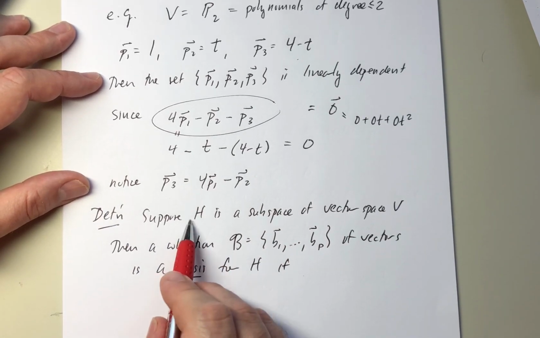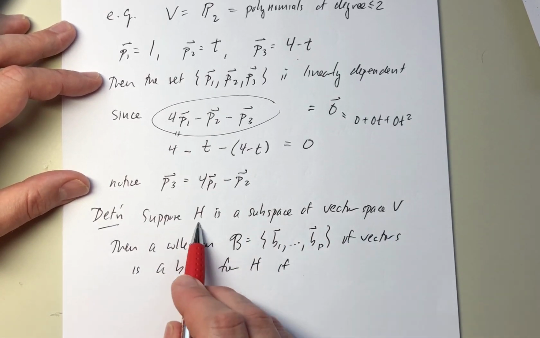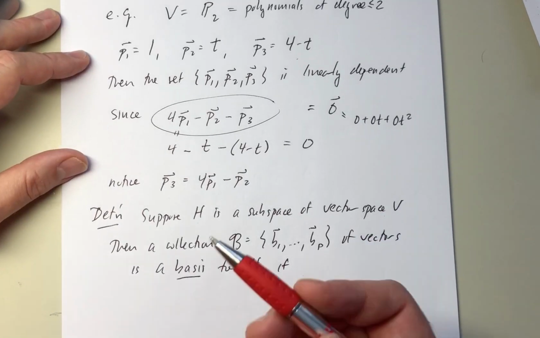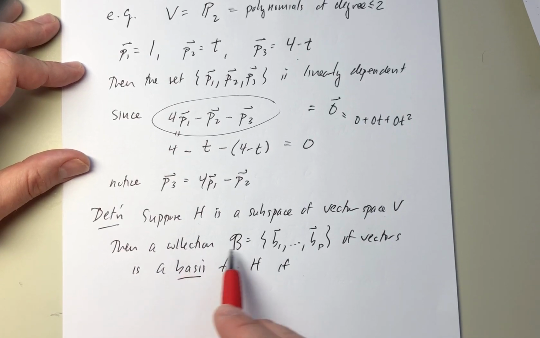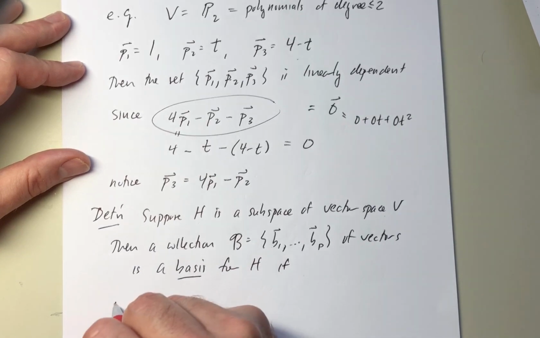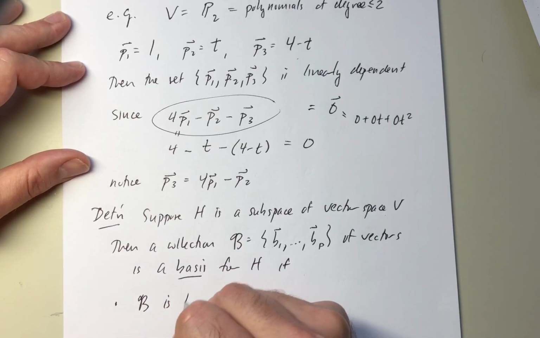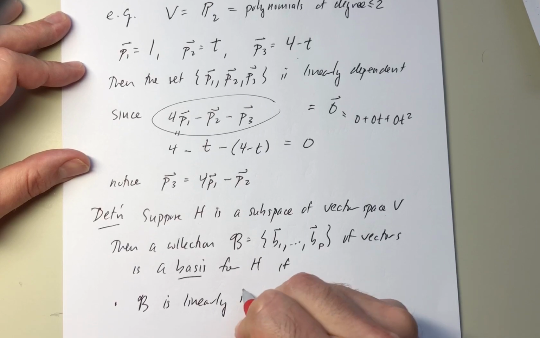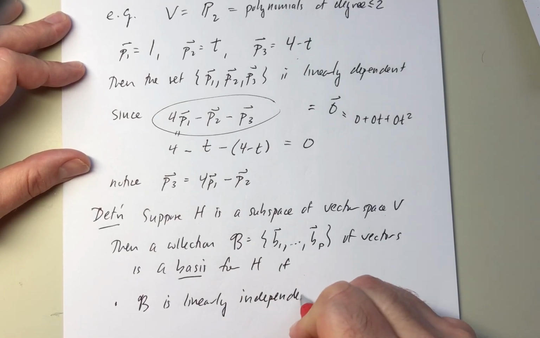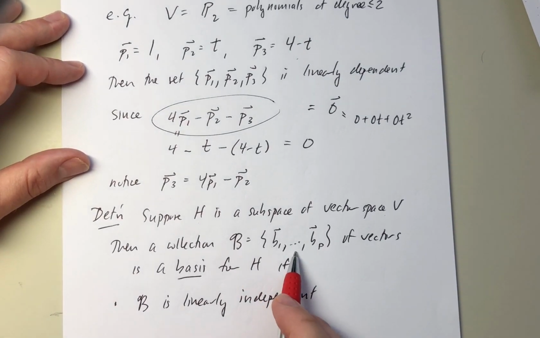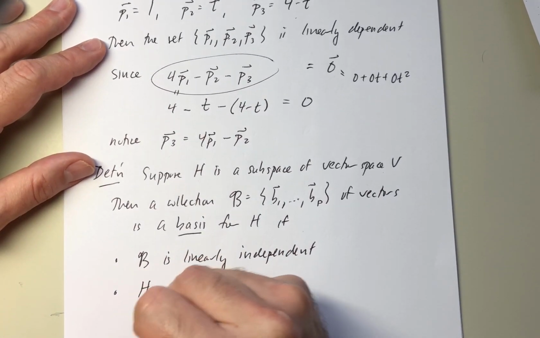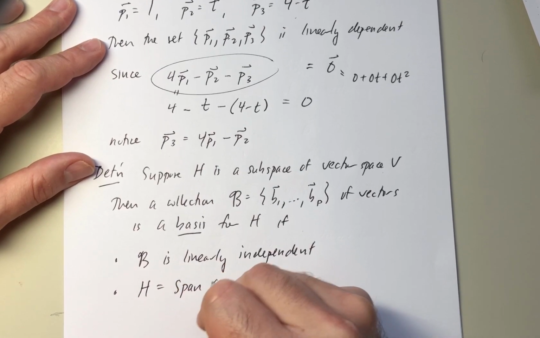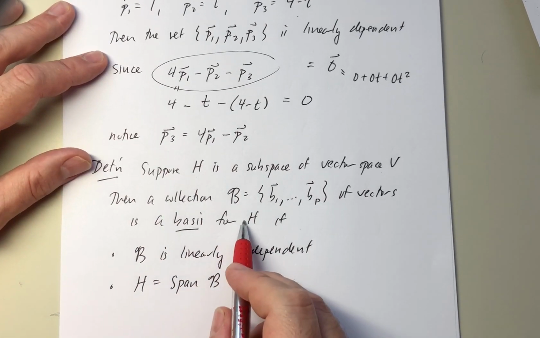So what we have here is H is a subspace of V. Sometimes we think of H as actually just equal to V. So if you want, just think of this as the subspace, this as the vector space. Then a collection is going to be a few vectors that satisfy two properties. So first of all, the collection B should be linearly independent, which we just talked about, what that means. So this collection of vectors better be linearly independent. And then the other important feature is that H equals the span of those vectors in the collection.